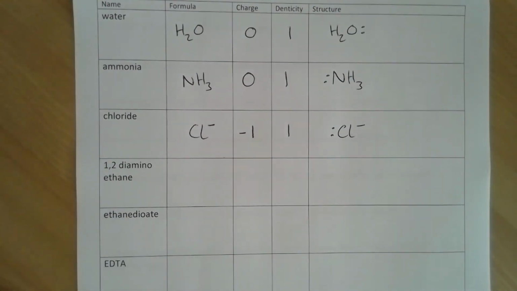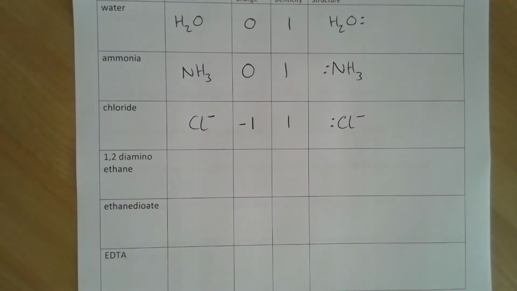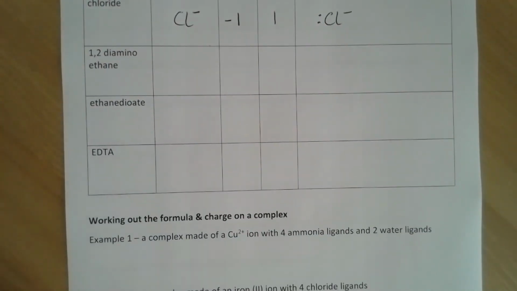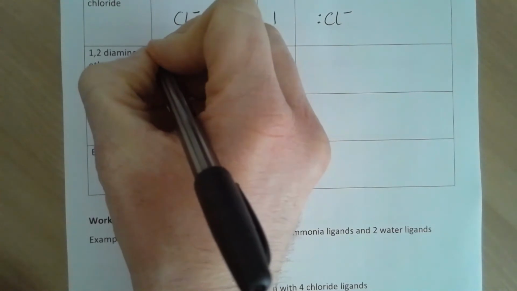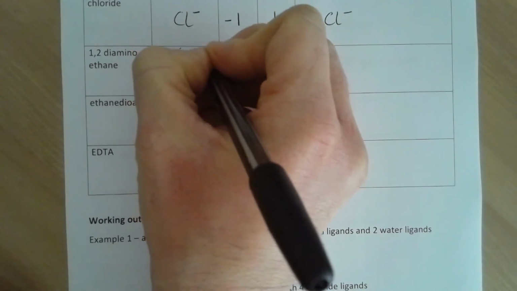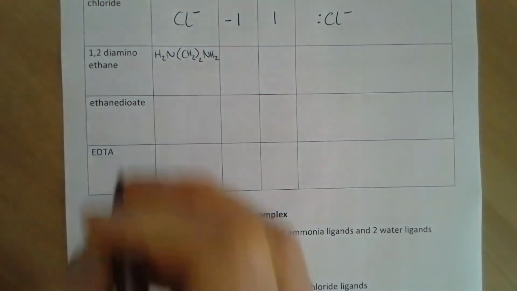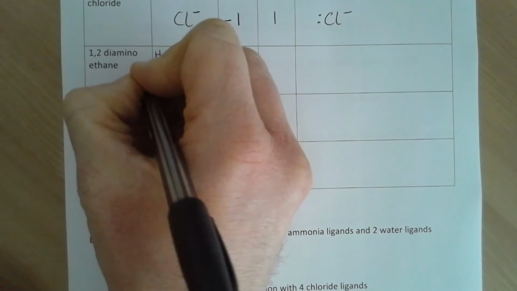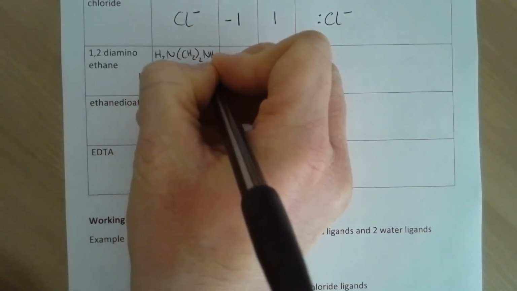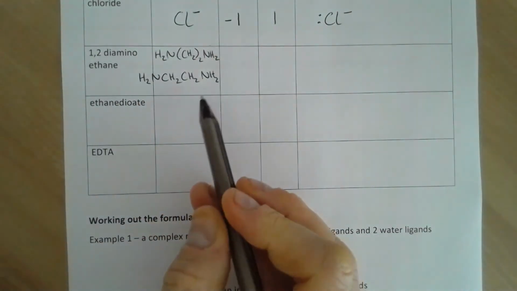So we now have a look at the multidentate ligands. So if you want to pause this video to copy any of that down, do. And now I'm going to move up to here. So 1,2-diaminoethane, there's a couple of ways that we can write the formula. We can write it H2N in brackets CH2 twice NH2. We could also write it H2N CH2 CH2 NH2. We'll see both of these written.